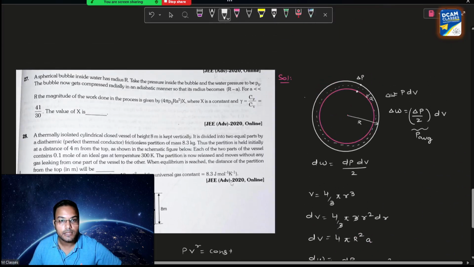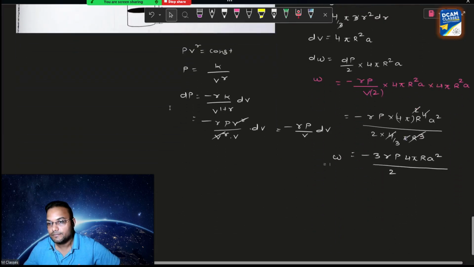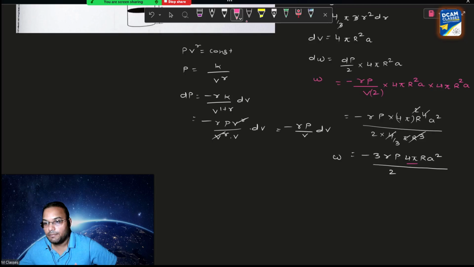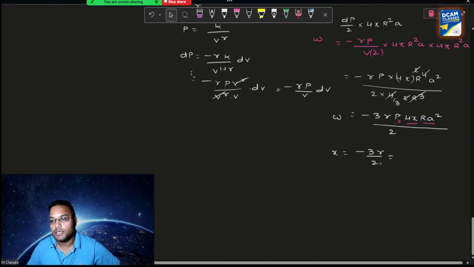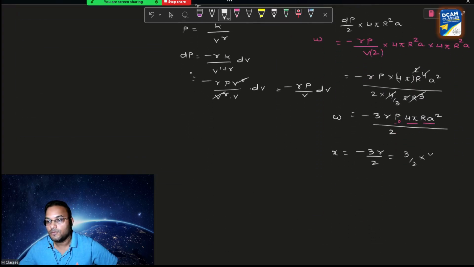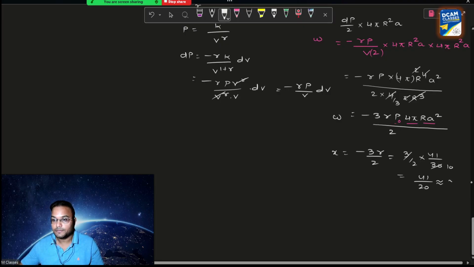Let's compare it with 4 pi P naught R a square. So they want X equal to 3 gamma by 2. Gamma they have given as 41 by 30. So 3 by 2 into 41 by 30 is 41 by 20. It should be approximately 2.05, I think. It should be the answer.